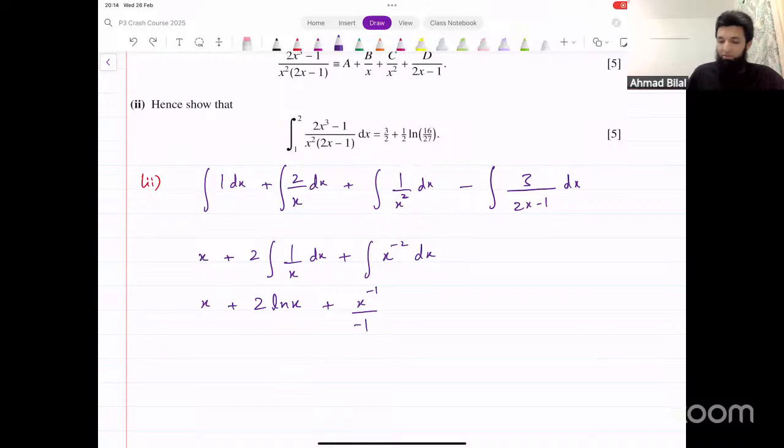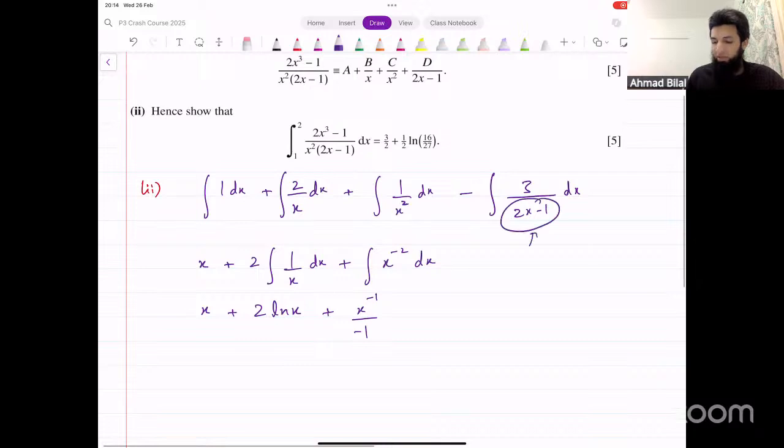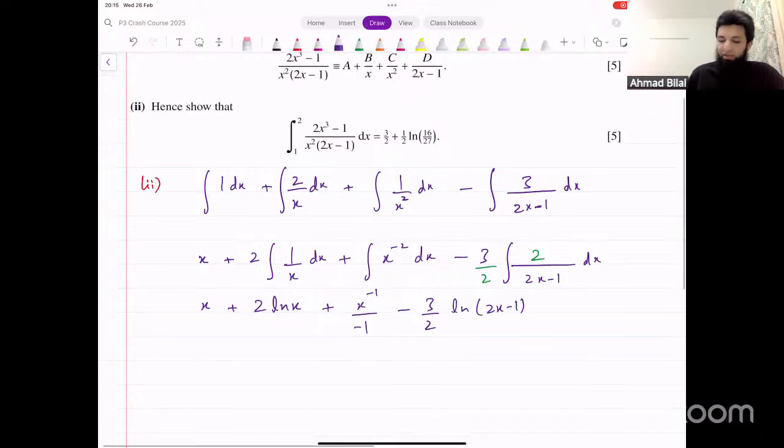That's the third term. What about the last one now? This is log form. What's the derivative of the denominator? Derivative of 2x minus 1 is 2. So we want 2 in the numerator. Can we have that somehow? I can write 3 outside, and then inside, I have to balance that, I would divide by 2 outside. So inside, I have 2 over 2x minus 1 like this. And now this is the ln form. Outside, I have -3 over 2. So the integration becomes -3 over 2 times ln of 2x minus 1. That's the integral that you have.